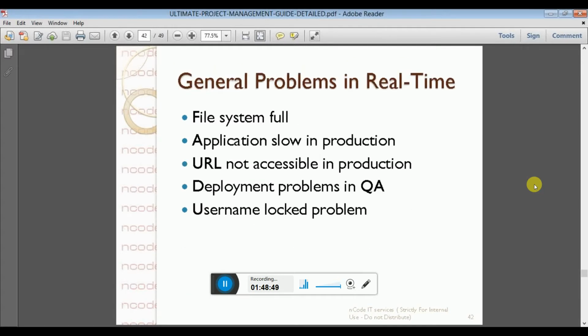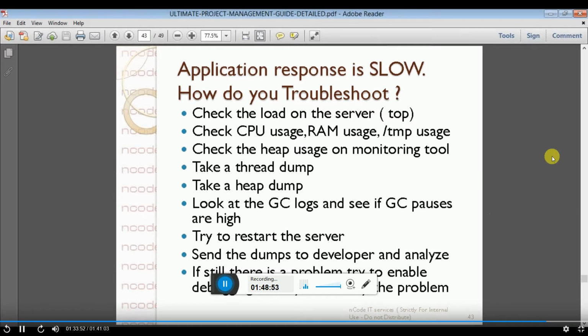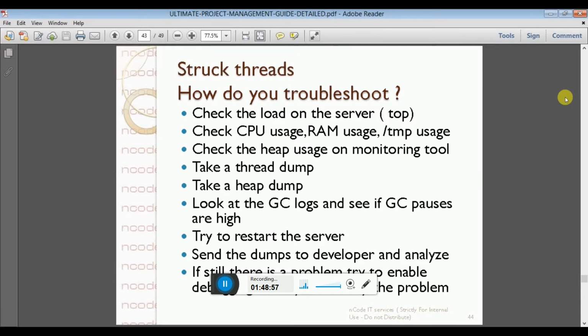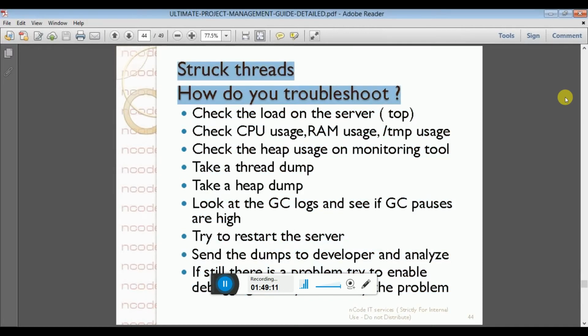Alright, now general problems, we talked about this one. Application response slow, I think we have seen this in 3 points. You get stuck threads, how you troubleshoot it, just make a note of this one. Application response slow, what you do. This we talked about in 3 points already. Stuck threads also we talked about in 3 points, but this is again another angle. Just make a note of these points.